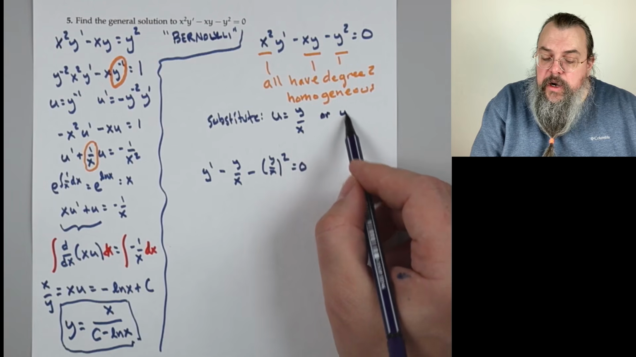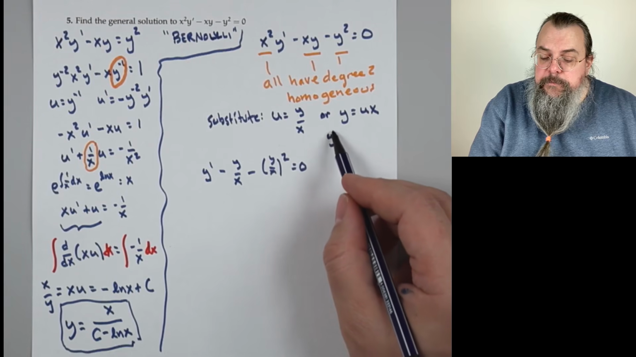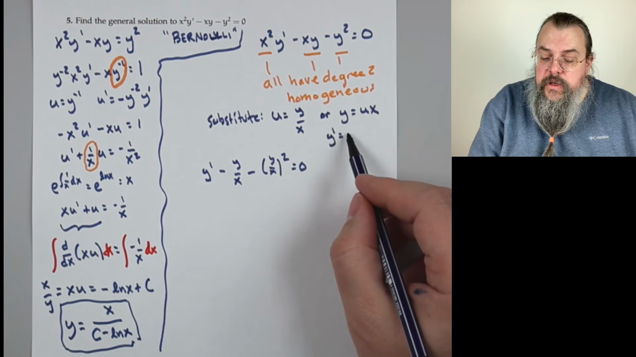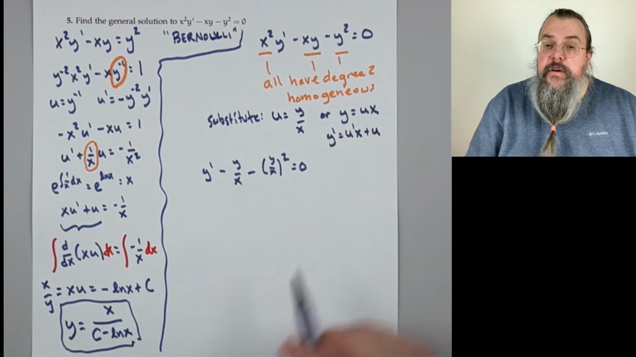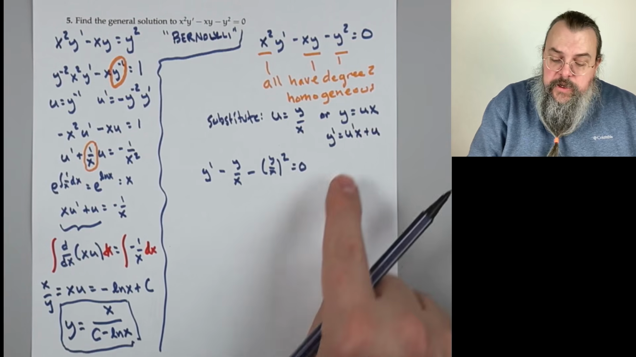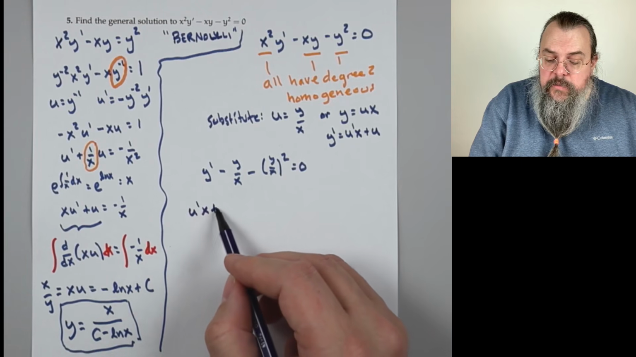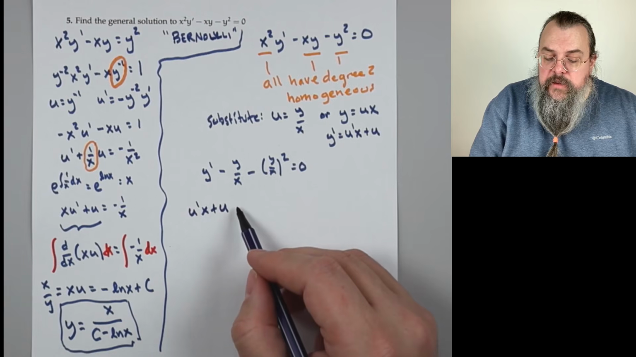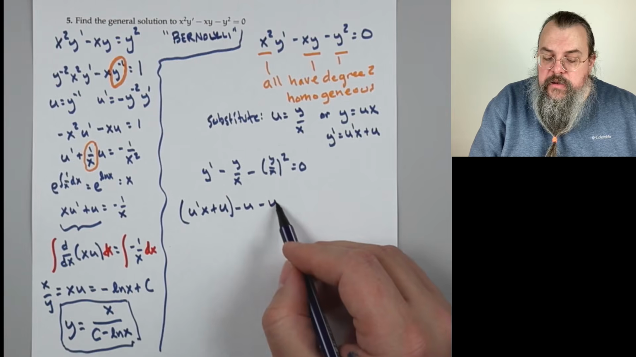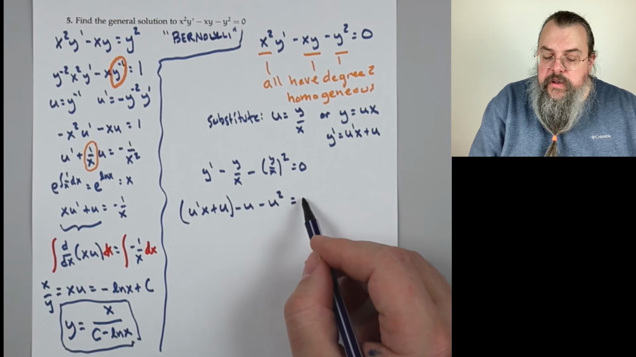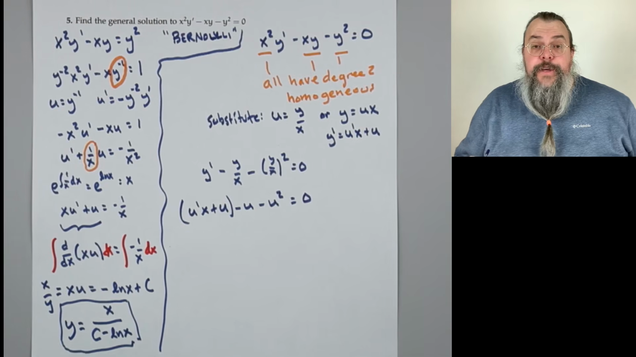So this says that y is equal to u times x. So y prime, well, product rule, u prime times x plus u times the derivative of x, which is 1. So we go through and we update. So y prime is u prime x plus u. y over x is minus u. y over x squared is minus u squared. And all that equals 0. All right, now we're in a great place.